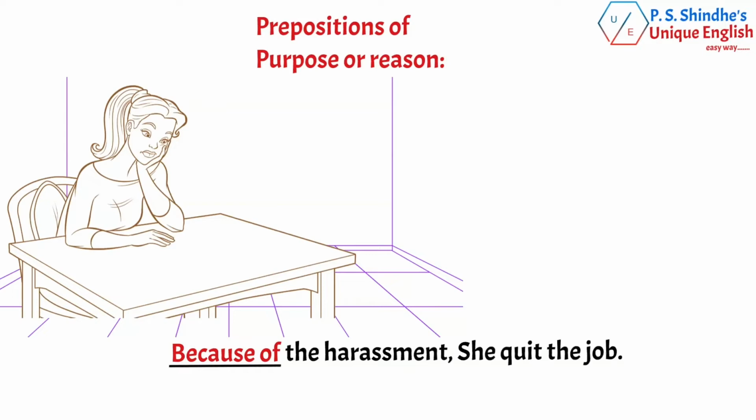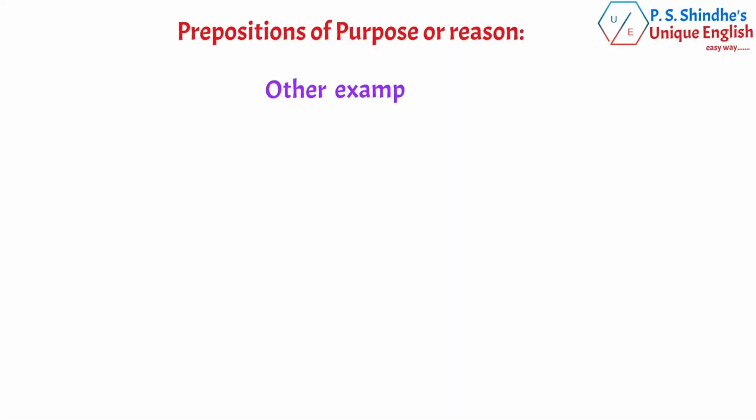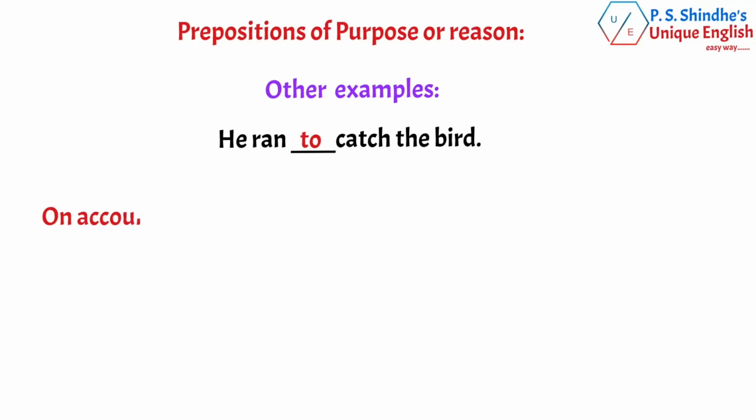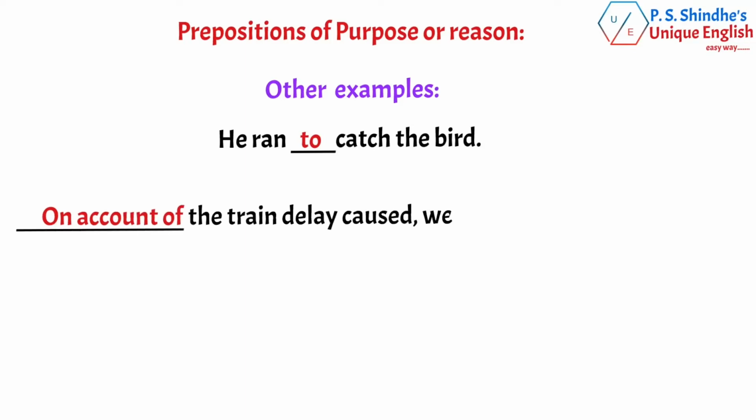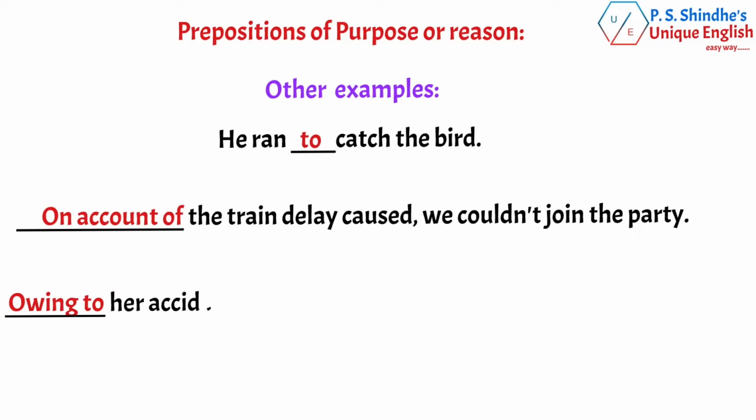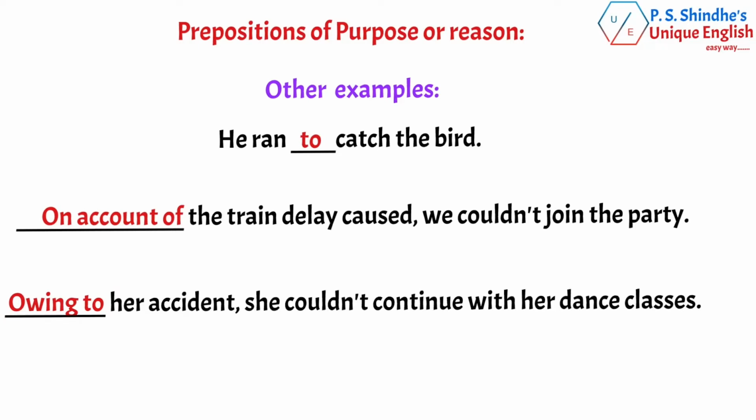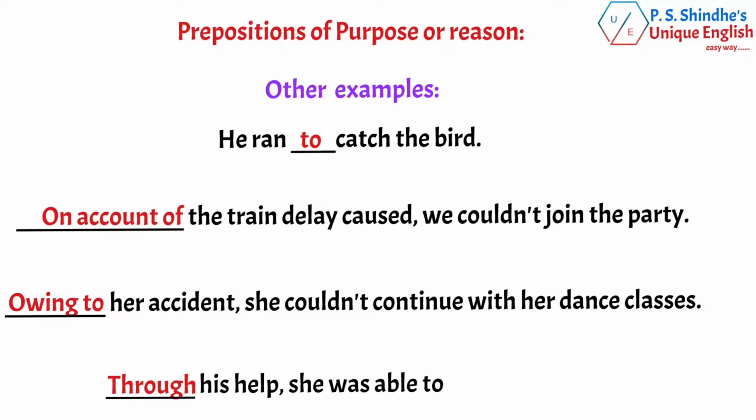Because of the harassment, she quit the job. In this sentence, why she quit her job is well described by the preposition because of. Other examples of prepositions of purpose or reason: To: he ran to catch the bird. On account of: on account of the train delay, we couldn't join the party. Owing to: owing to her accident, she couldn't continue with her dance classes. Through: through his help, she was able to pass the exam.